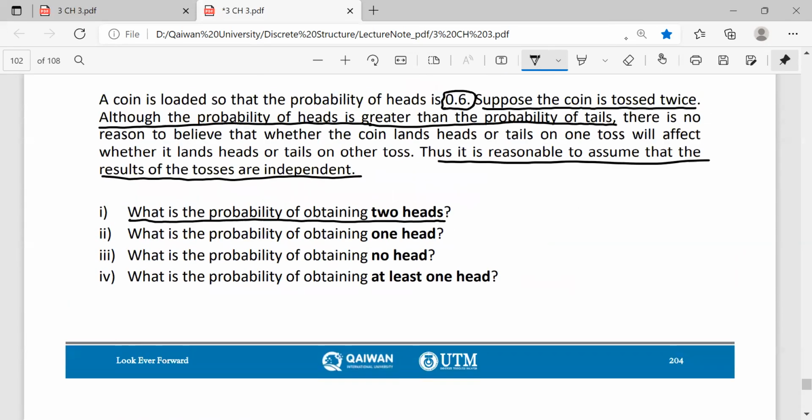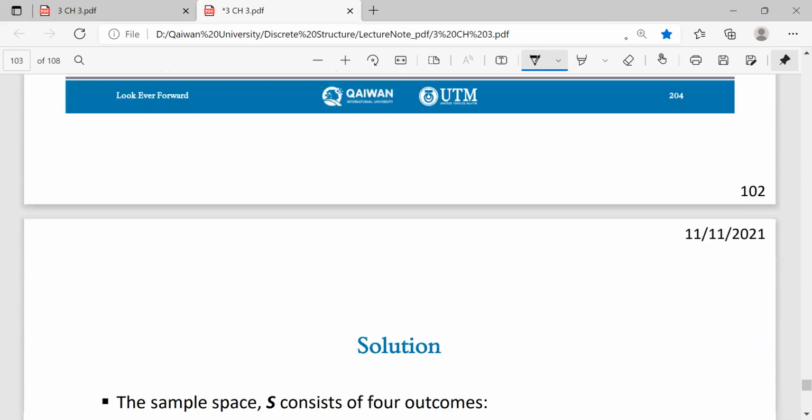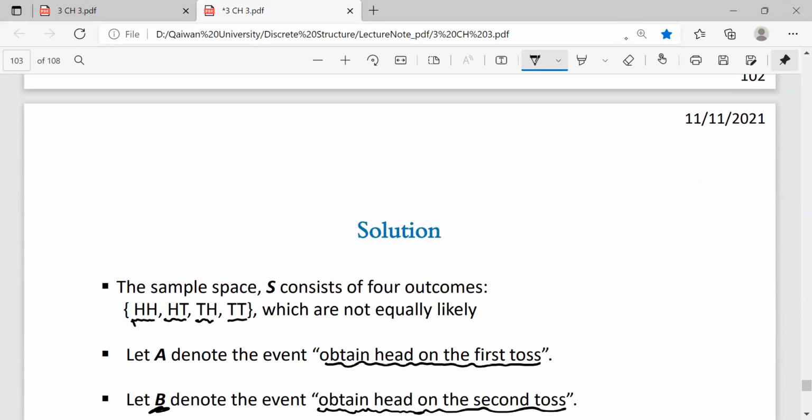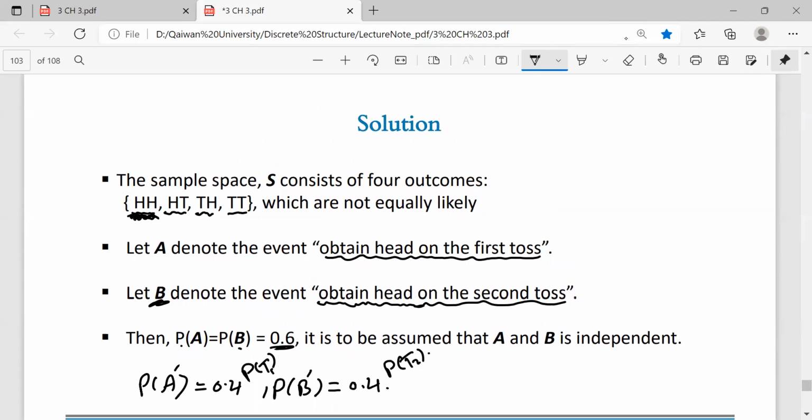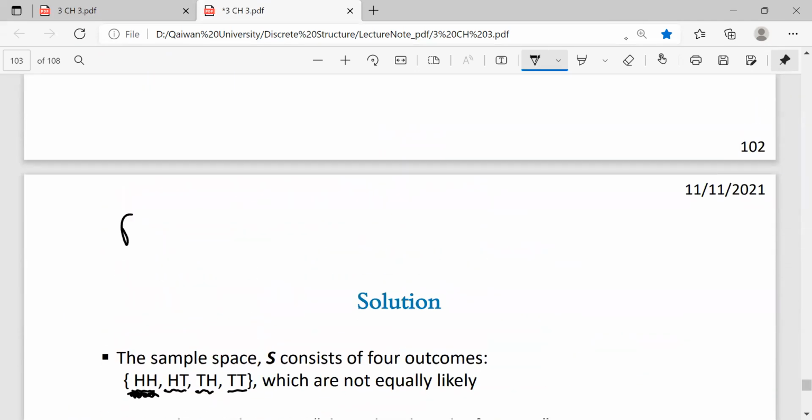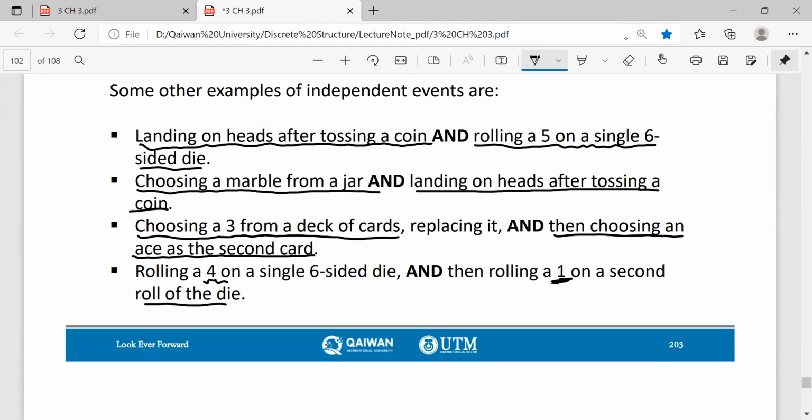Now we are going to find these all. It says, what's the probability of obtaining 2 heads? Here we have 2 heads as one of the elements of the sample space. The first head is 0.6 and the second head is 0.6. We multiply these two to get the result, because these two are independent. We say the probability of head and head equals what? We apply the above rule here.